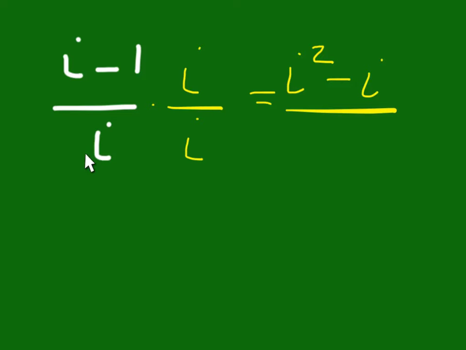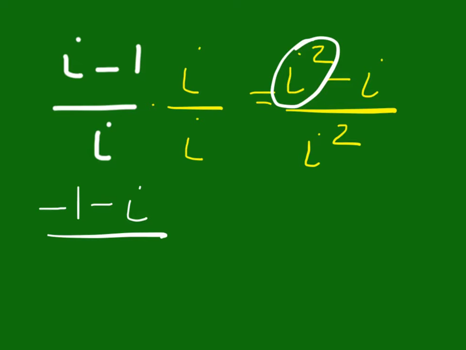Here's example 1. I minus 1 over I. We want to get that denominator of I to an even exponent. So we're going to multiply the top and the bottom by I. When I multiply the top by I, it's I times I, which is I squared. Keep the sign. And then I times 1 is just I. On the bottom, I times I is I squared. Simplify where you can. I squared is negative 1. And then you have minus I.